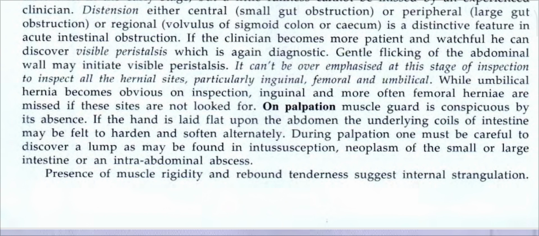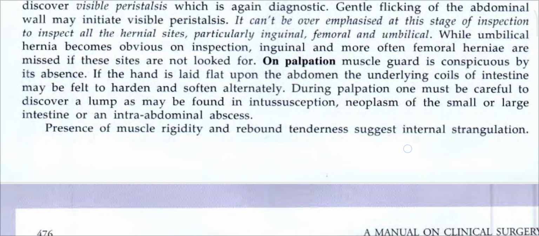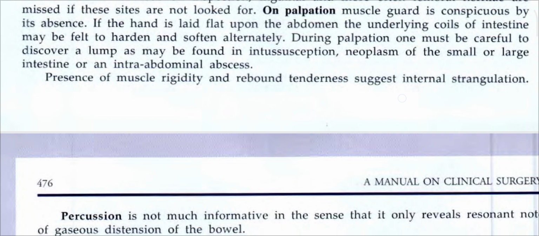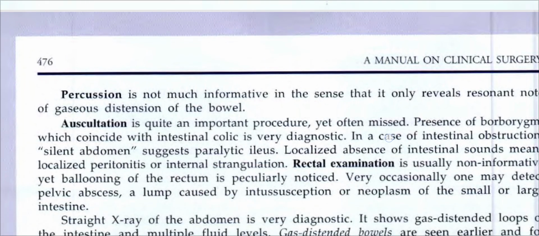If the hand is laid flat upon the abdomen, the underlying coils of intestine may be felt to harden and soften alternately. During palpation, one must be careful to discover a lump, as it may be found in intussusception, neoplasm of the small or large intestine, or an intra-abdominal abscess. Presence of muscle rigidity and rebound tenderness suggests internal strangulation.